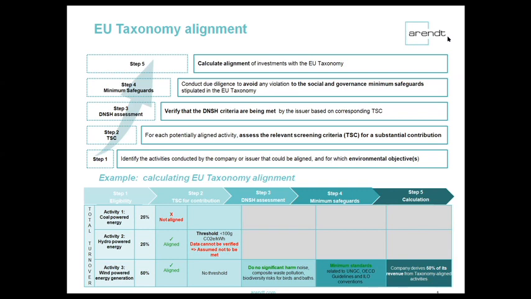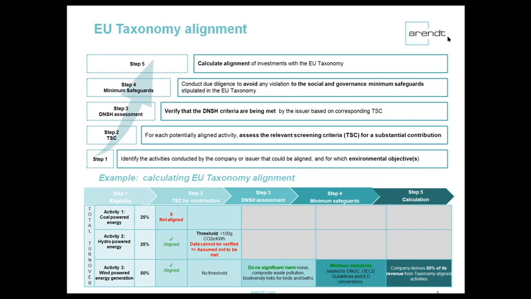So I can move on to step 4, which is making sure that while the activity respects the criteria, the company which conducts this activity also respects minimum social and governance safeguards. So this is general good governance practices. So I make sure that there is no issue on that side as well, on the side of the company which conducts the business. So here I assume it's the case as well.